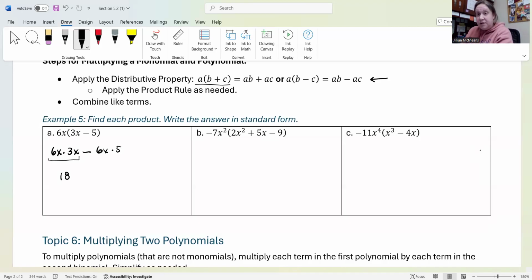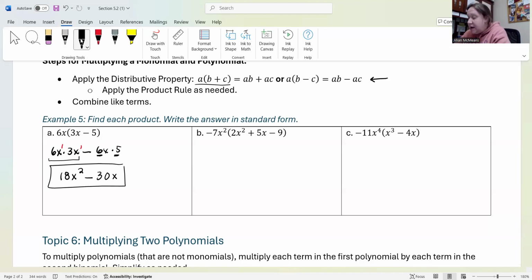And then x times x, I'm multiplying two things that have the same base. So I keep the base and I add the exponents. There's technically a 1 and a 1 here. So I need to add those two exponents, which is just 2. So I get 18x squared. Okay. Now for the second half, I've got 6 times 5, which is 30. We already know this is going to be negative. So I get minus 30, and there's nothing to combine with my x, so I just bring my x down. So I get 18x squared minus 30x.